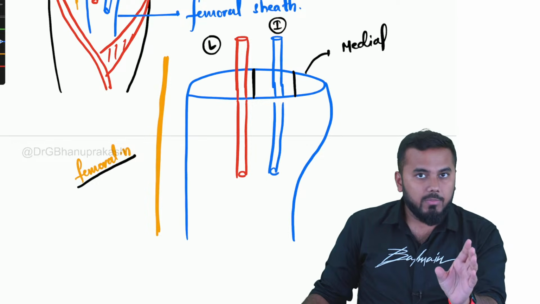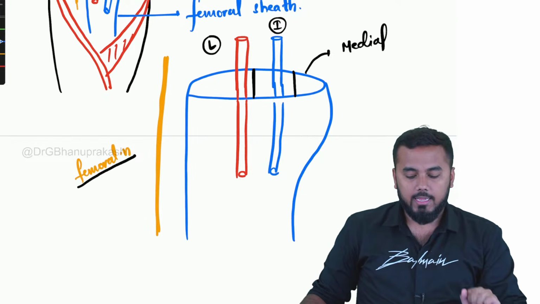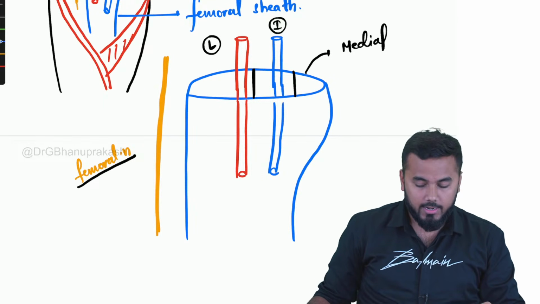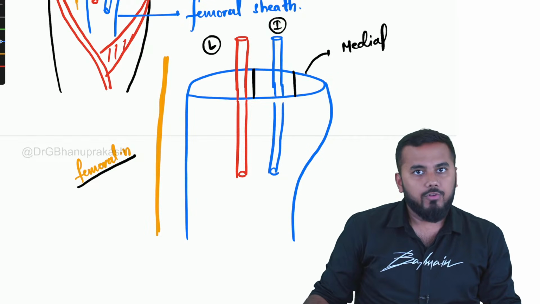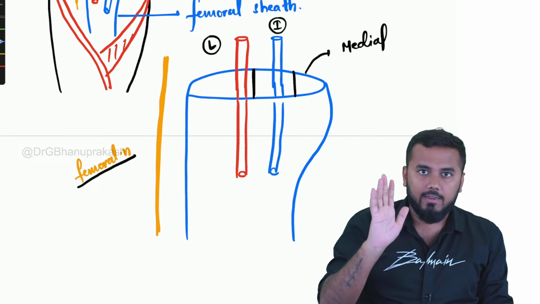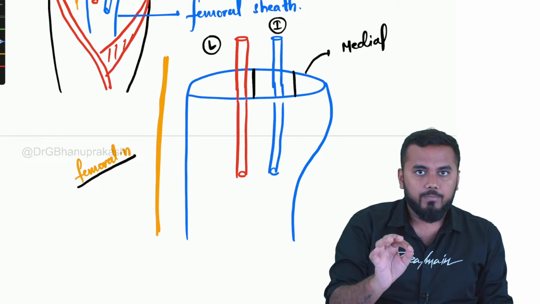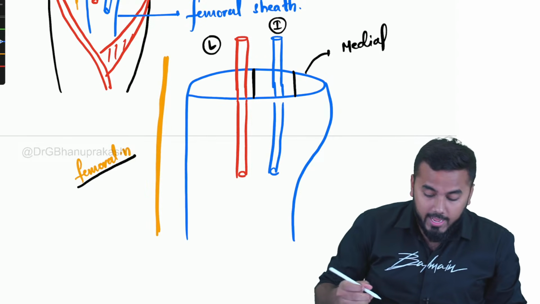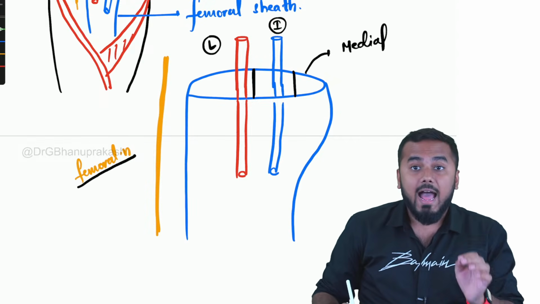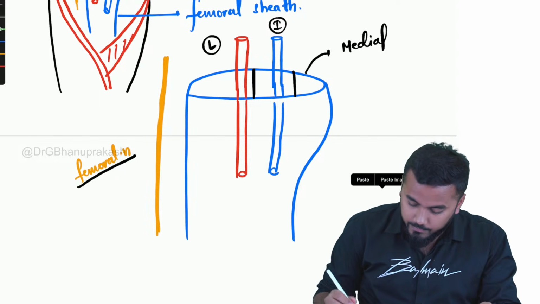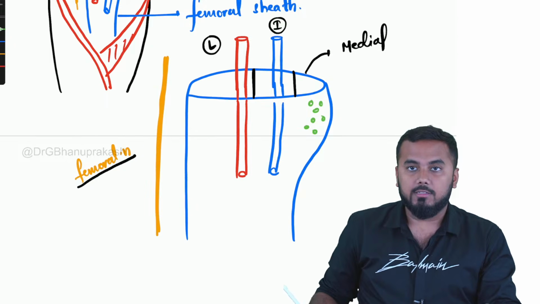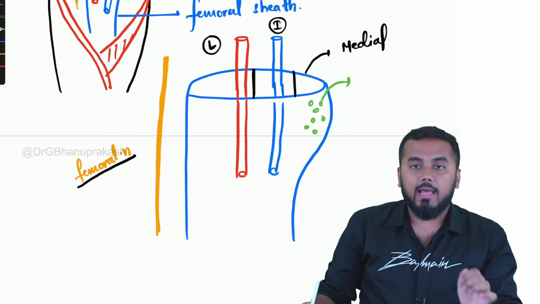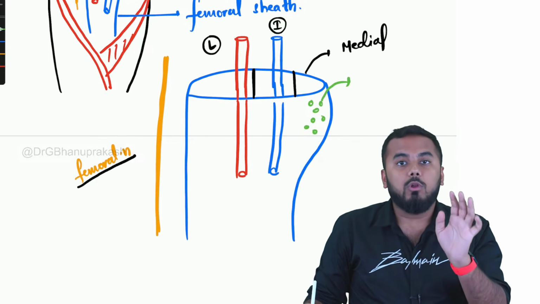In the lateral compartment, what do I have? Femoral artery. In the intermediate compartment, what do I have? Femoral vein. In the medial compartment, what do I have? I have got some lymph nodes like this. Now, these lymph nodes are called lymph nodes of Rosenmuller.